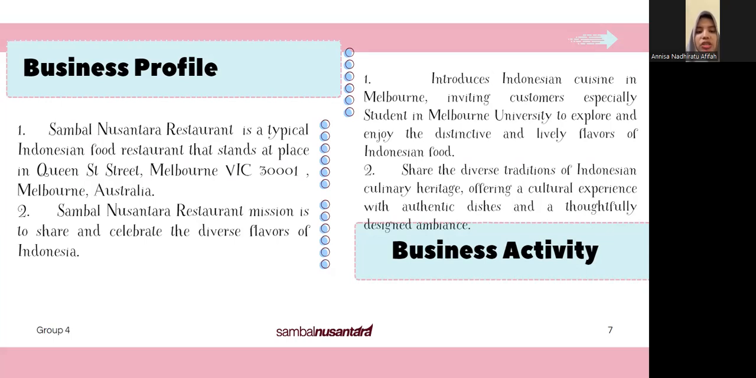The first is to introduce Indonesian cuisine in Melbourne, inviting customers, especially students at Melbourne University, to explore and enjoy the distinctive and lively flavors of Indonesian food. The second is to share traditional Indonesian culinary food, offering a cultural experience with authentic dishes and thoughtfully designed ambience. Next slide.